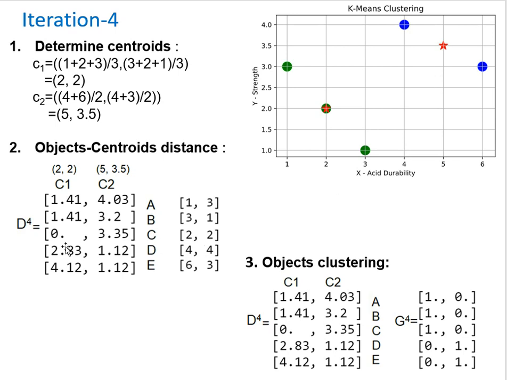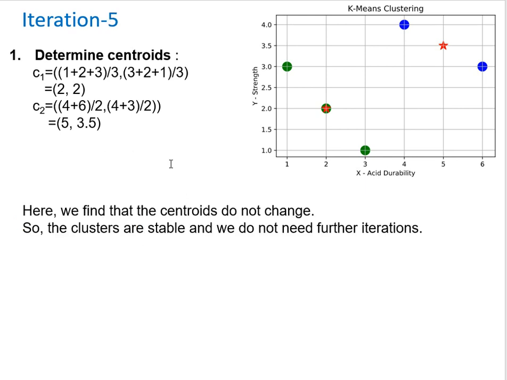Now we need to find the distance again. After calculating the distance, we move on to find the groups, and we see that the first cluster has 3 objects, and the second cluster continues to have 2 objects. Thus, when we move on to the next iteration, we still see that there is no change in the centroids, and hence, since the centroids do not change, we need not work further, and these are the 2 final clusters we have.